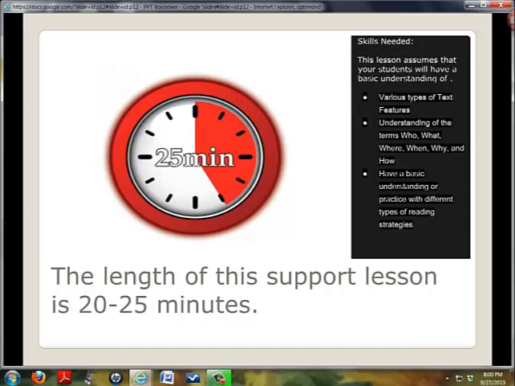The length of this support lesson is 20 to 25 minutes, and it assumes that your students will have knowledge of various types of text features, an understanding of the terms who, what, where, when, why, and how, and an understanding or practice using different types of reading strategies.